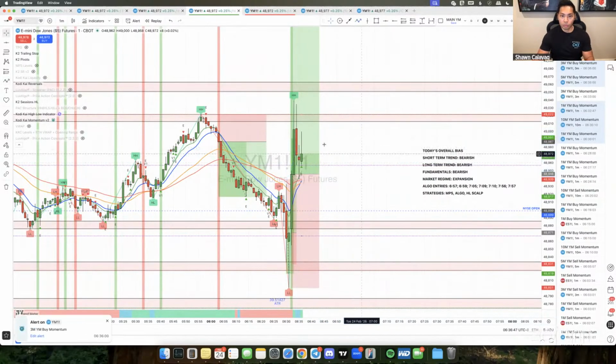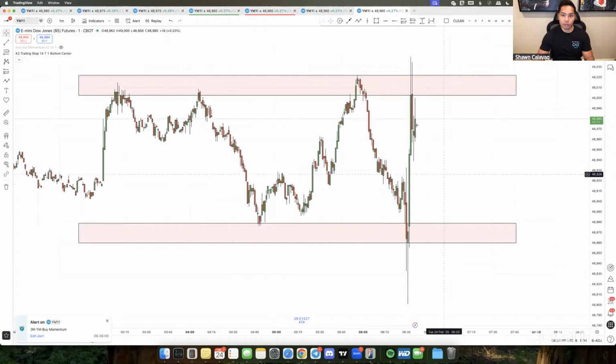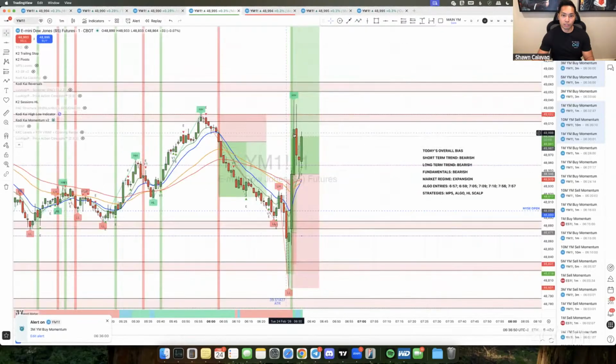So we have the big range, right? What I drew over here. This is the big range, and we have a smaller consolidation zone, which is between the sessions right here and this structure. So I'm going to put right now that we're currently in market chop.